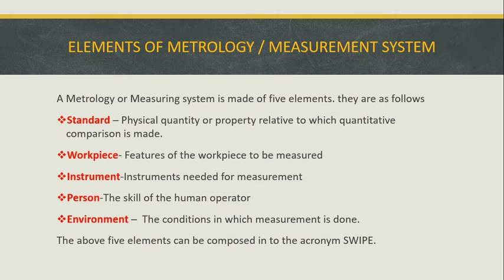Okay, here the metrology or measurement system is made of 5 elements. They are standard, workpiece, instrument, person and environment. Normally these 5 elements can be composed into the acronym called SWIPE.